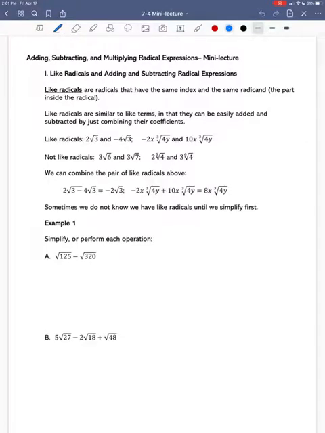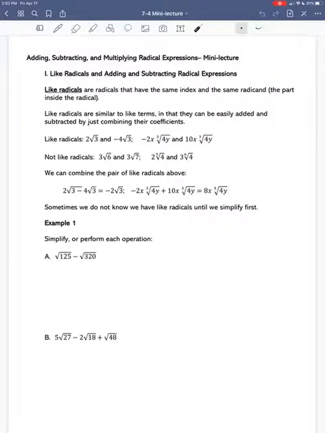In this mini lecture, I'm going to talk about adding, subtracting, and multiplying radical expressions. So first of all, to talk about adding and subtracting radical expressions, I really need to talk a little bit about the idea of like radicals. Like radicals are radicals that have the same index and the same radicand. Now, it's sort of a hard word here, radicand. That just means the part inside the radical.